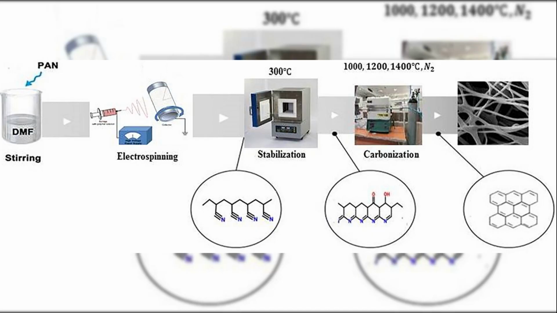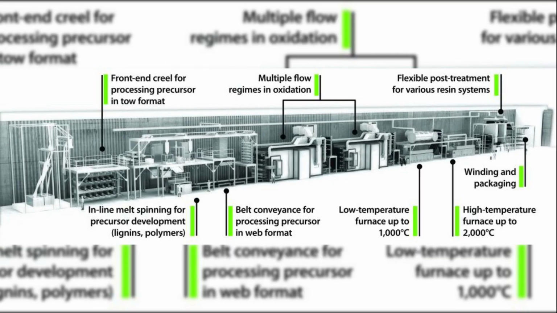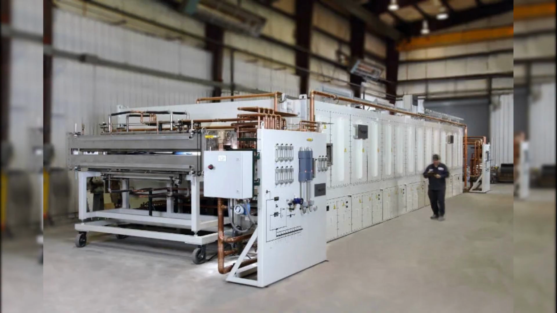After the stabilization stage, the precursor fibers are ready for the most important transformation in the entire production process. This stage is called carbonization, and it is here that the polymer material begins to turn into real carbon fiber. The stabilized fibers are fed into long industrial furnaces. These furnaces can extend for dozens of meters and are divided into multiple temperature zones.